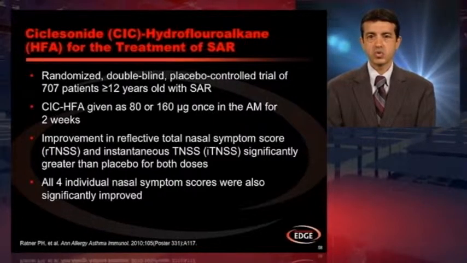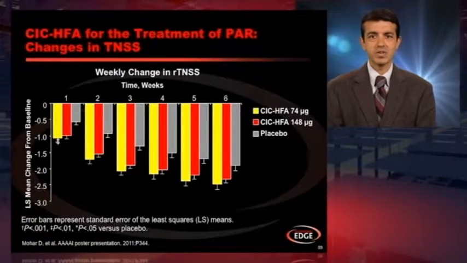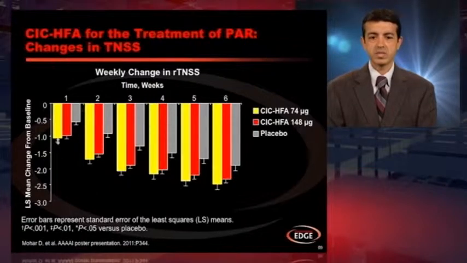All individual nasal symptom scores were significantly improved. Here you see the data. In the yellow is ciclesonide 74 micrograms, and in the red is ciclesonide 148 micrograms. You see the data over time periods. In all cases, relative to placebo, there was significance.